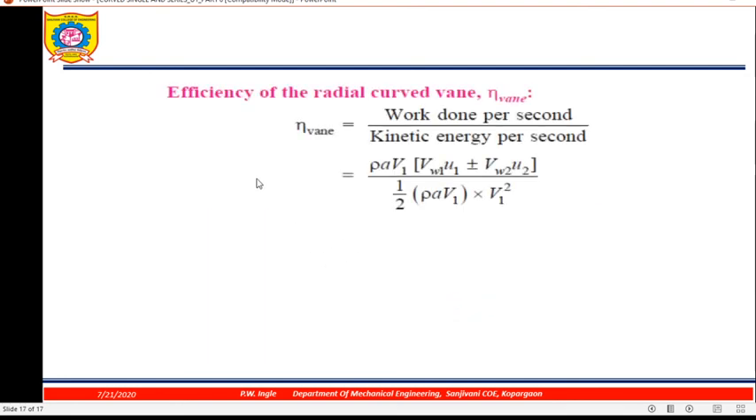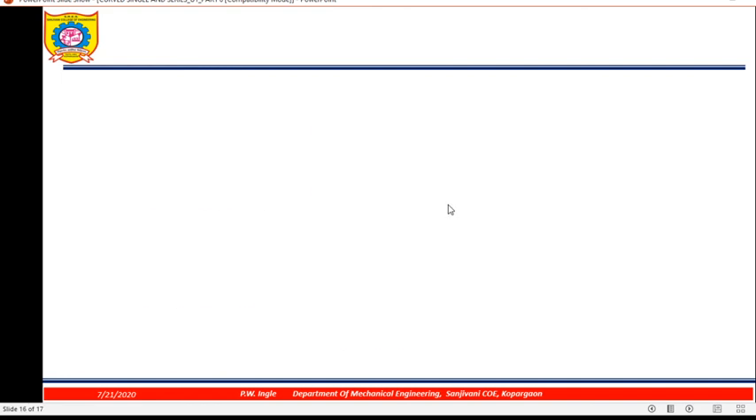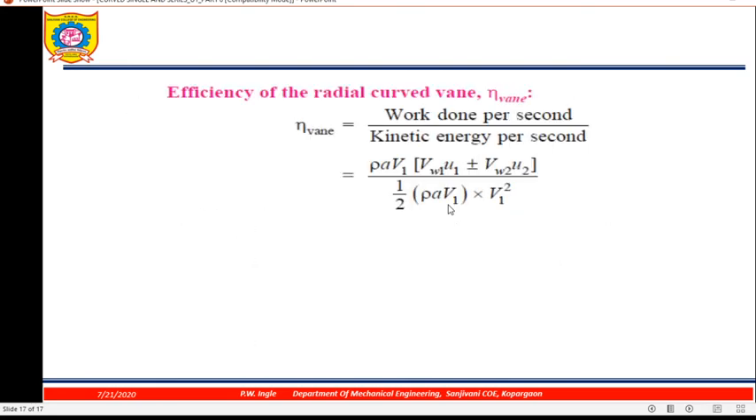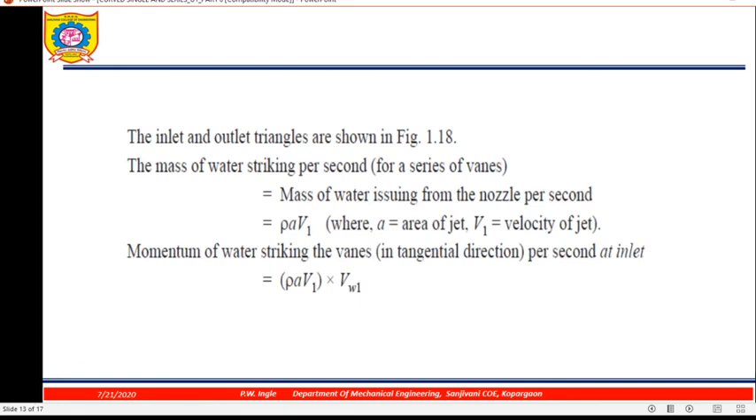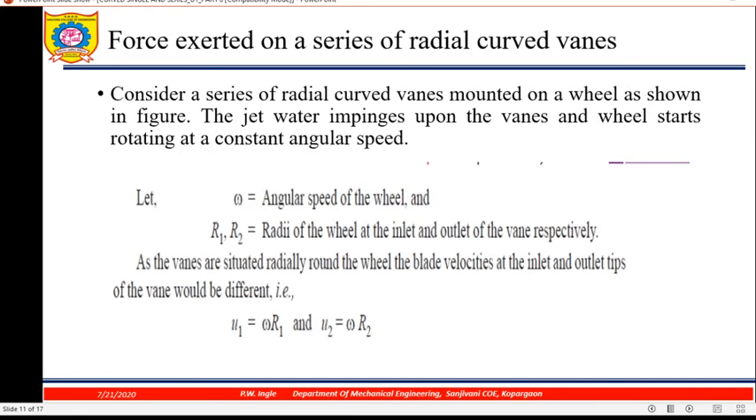What is the efficiency of the radial curved vane? It is work done per second upon kinetic energy per second. So rho A V1 in bracket VW1 U1 plus or minus VW2 U2, upon half rho A V1 into V1 squared. In the case of a single vane, this mass would be rho A VR1. So this completes the equation for the force exerted on a series of radial curved vanes.